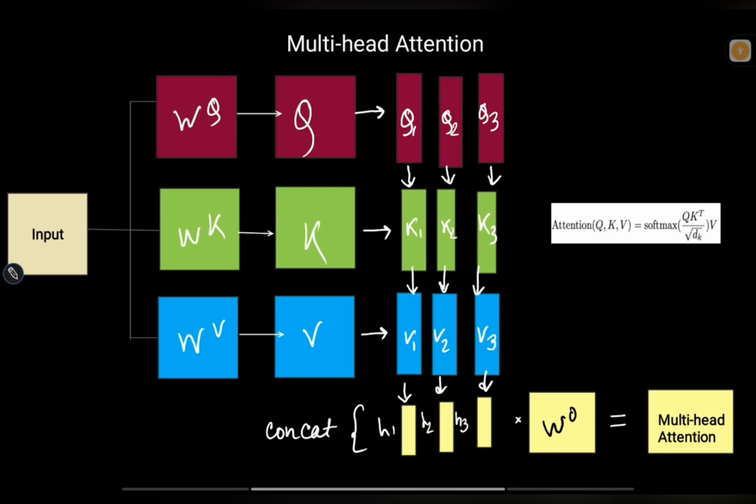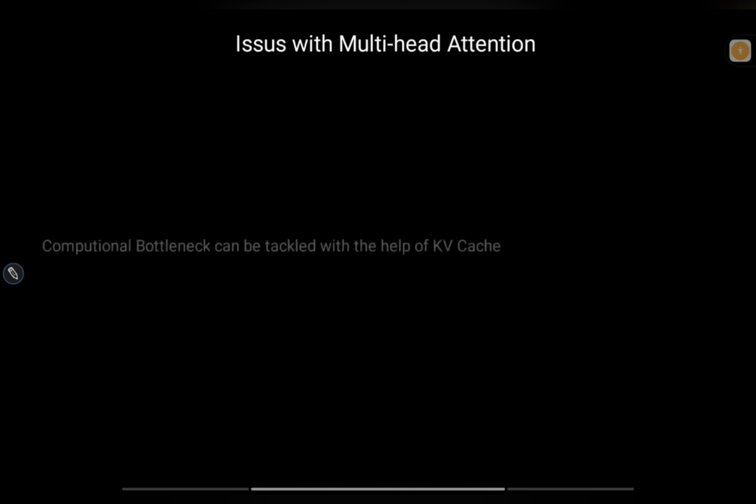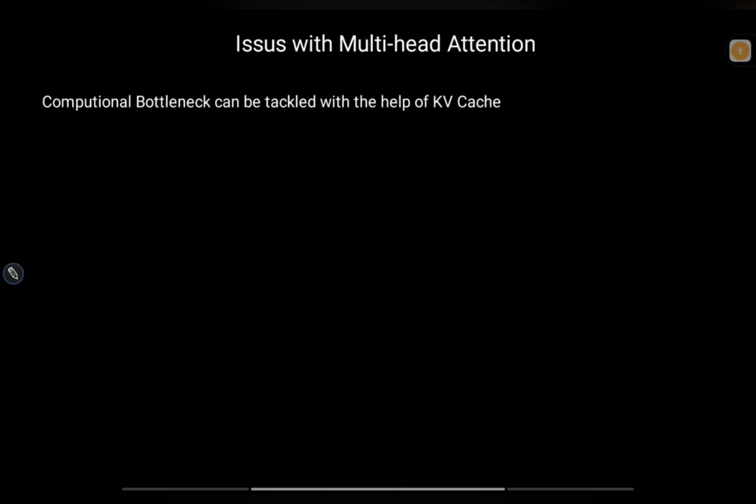Now let's talk about the different issues that are present with multi-head attention. In case you have watched my video related to KV cache, I talked about certain repetitive tasks that we do when generating new tokens using this attention mechanism. Those repetitive tasks you can take care of by using a KV cache, and by that you can eliminate the computational bottleneck.